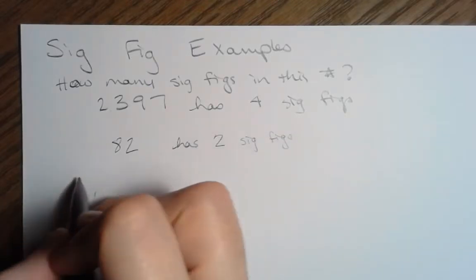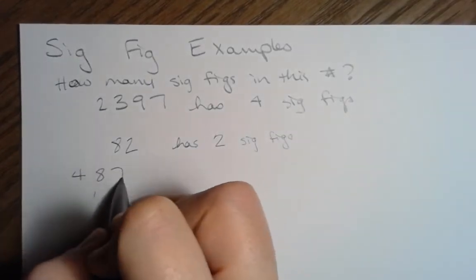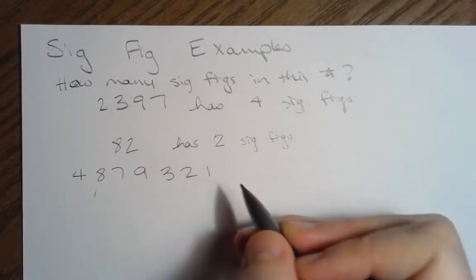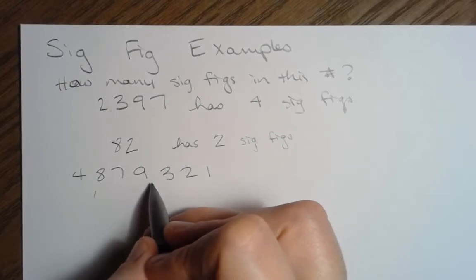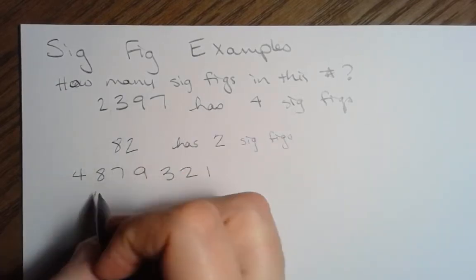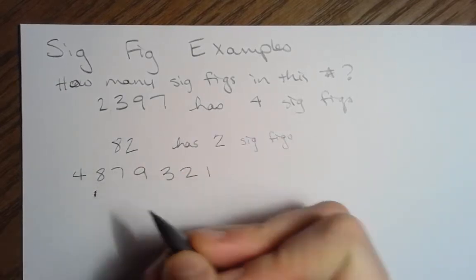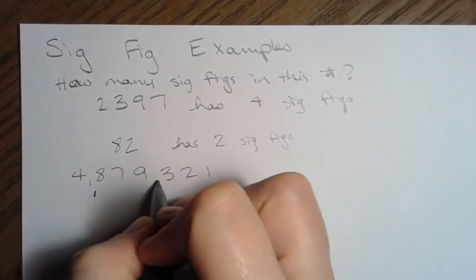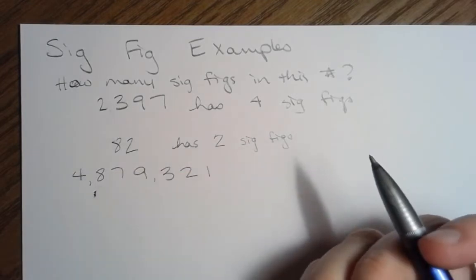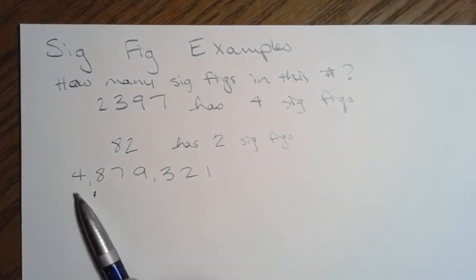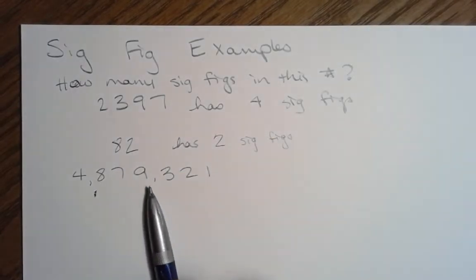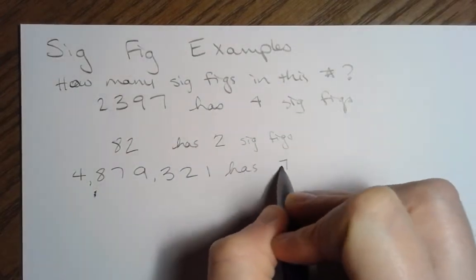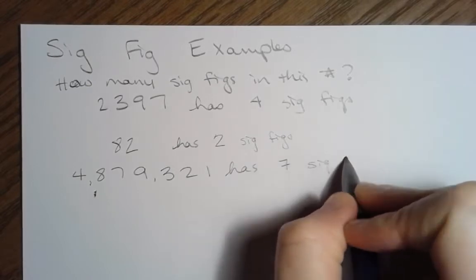We'll do one more like that. 4,879, 3, 2, 1. I will write the commas, because of that thing. Count the numbers. These are all significant. That has 7 significant figures.